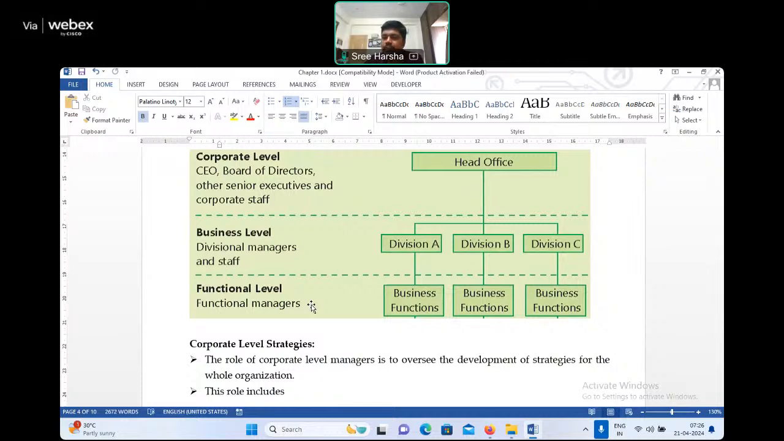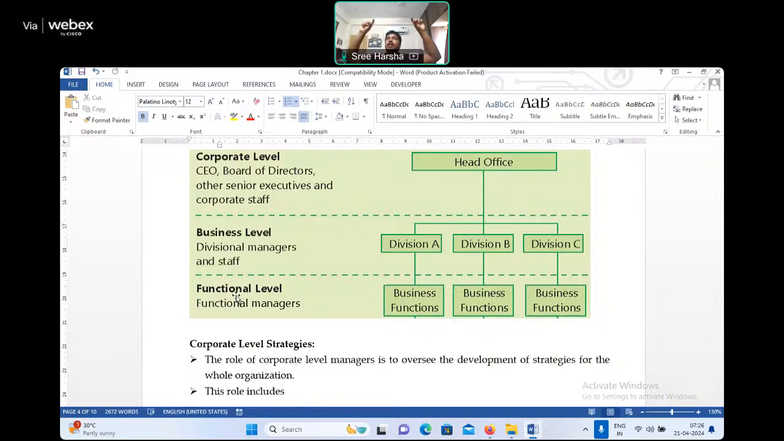Now you can ask me a question. Sir, where should this strategy be formulated? Should it be formulated at the Mukesh Ambani level? Should it be formulated at the different businesses level? Should it be formulated at different departments? Department is nothing but function. Function and department are the same words. Should it be formulated at the department level? Let me say, strategies should be there at all the 3 levels.